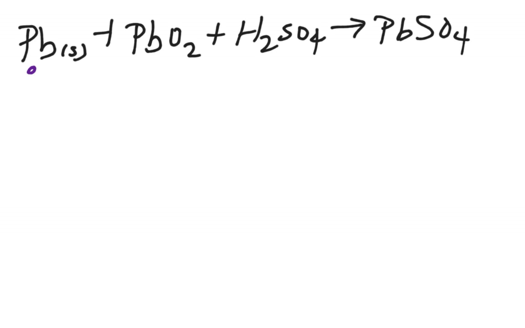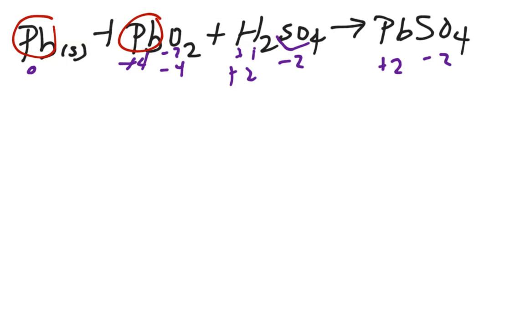This guy is going to be 0 because he's by himself. -2, -4, so this guy is +4. Sulfate is -2, so this has to be +2, and each hydrogen is +1. Sulfate is still -2, and so this is now +2. So this is a really weird one because it is my 2 individual leads that are changing oxidation state.